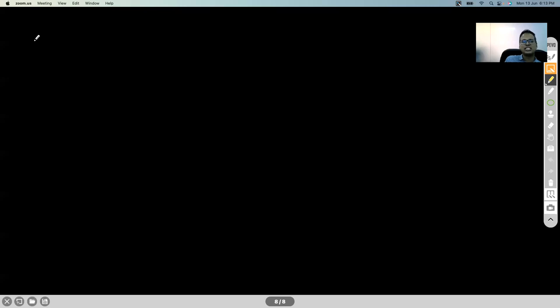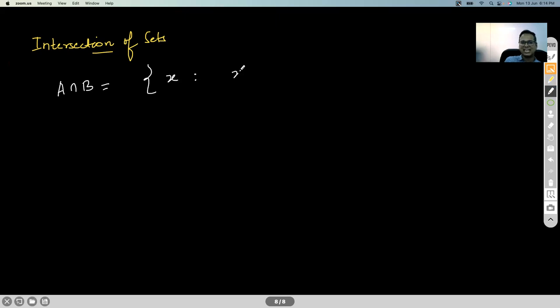Okay. Next, we'll move on to the second operation. The second operation is the operation of intersection of sets. So intersection of two sets, I'll start with. Intersection of two sets means a set containing all such elements X such that X belongs to A and X belongs to B. That means if an element is chosen from A intersection B, then that element will belong to A and this is a logical connector, and it will also belong to B.